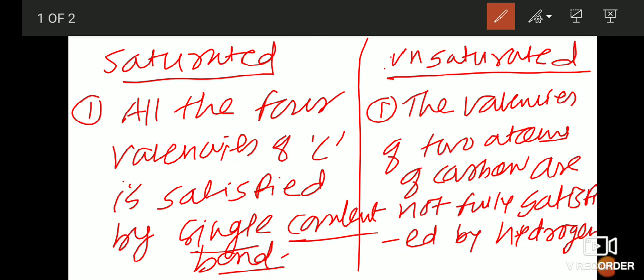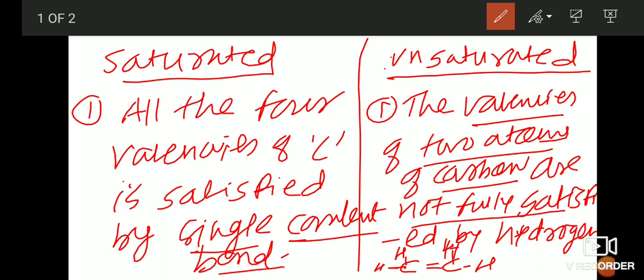bond there. So if there is a carbon-carbon double bond, it means already two valencies are bonded with the carbon. So we can add only two hydrogens here, correct? So that's why we write it in this way for the unsaturated compounds. Particularly the valencies of two atoms of the carbons are not fully satisfied by the hydrogen, meaning carbons require four bonds. So see, each carbon now has bonds with only two hydrogens in the unsaturated, meaning the remaining two valencies are bonded with the carbon.